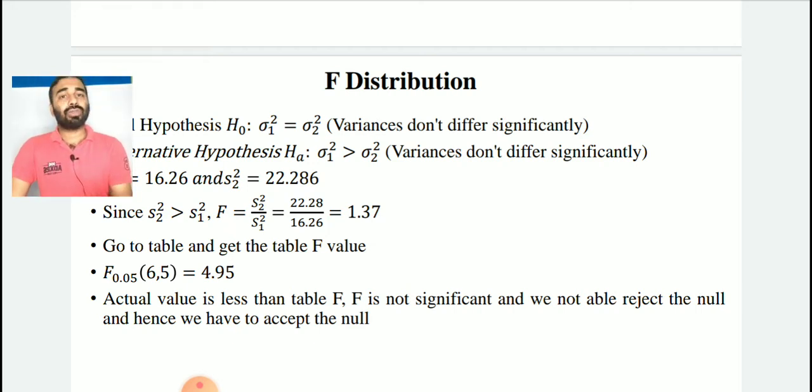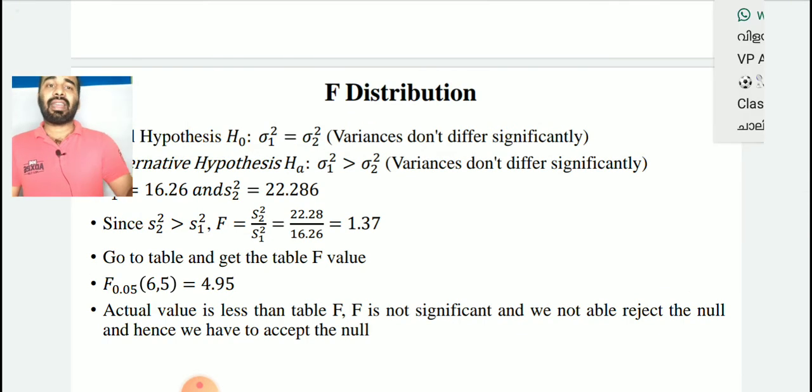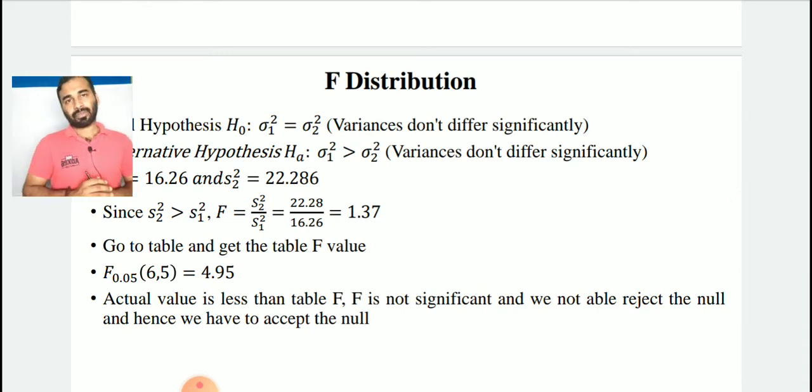After this, what do we do? We have to compare these two values, the F value and the F table value. So what's the decision? If the actual value is less than the table value, F is not significant and we are not able to reject the null hypothesis, hence we accept the null. If the actual value is greater than the table value, we reject the null hypothesis. Here the actual value is 1.37, and the table value is higher than the actual value. So we do not reject the null hypothesis. We accept the null hypothesis.